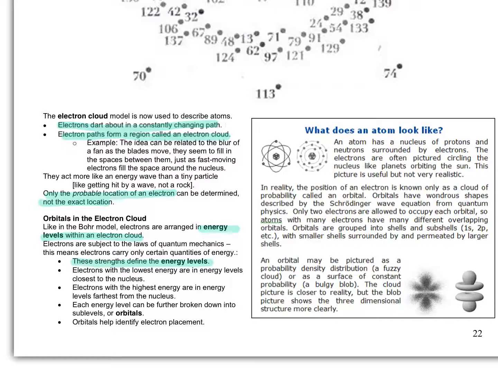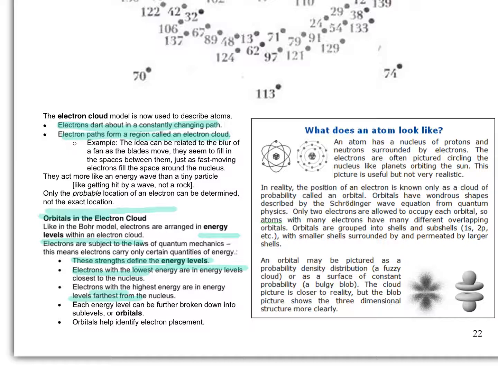We've discussed before that at the lowest energy level, that's where our electrons are, closest to the nucleus. And at the highest energy, they're furthest away. We can further break down an energy level into sublevels and orbitals. And we'll talk more about those sublevels and orbitals very soon when we write their electron configurations in just a couple pages. So what does this all mean?